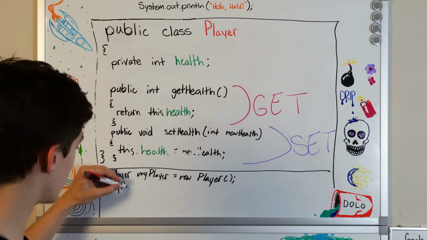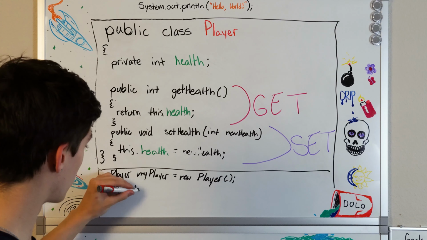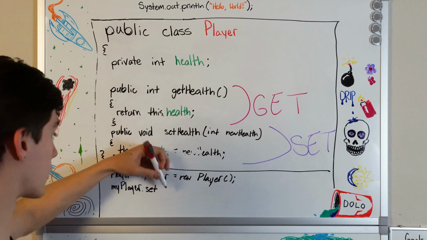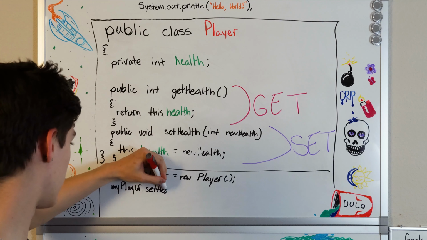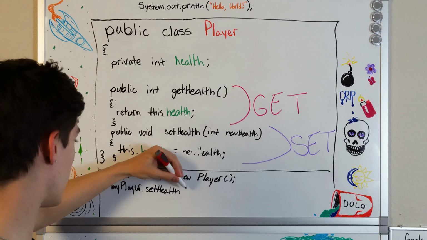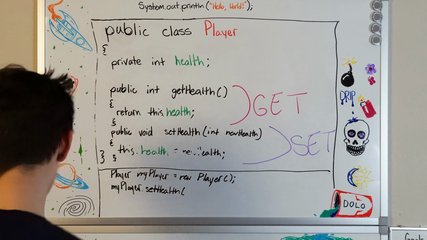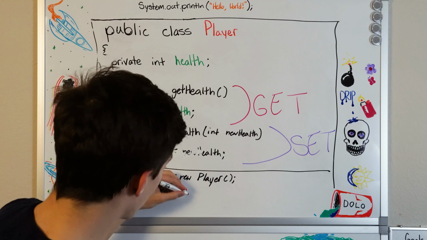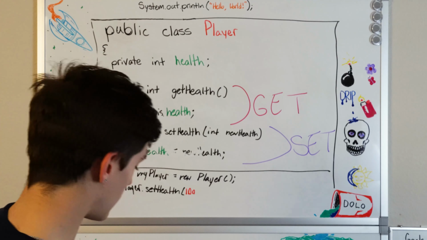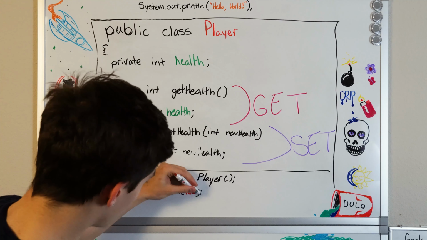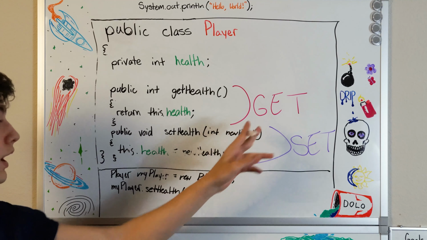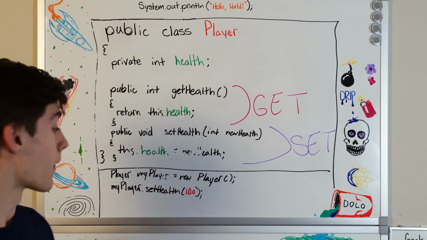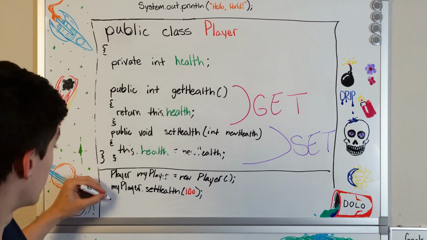Okay. If we want to use the setter, what we're going to do is write my player, or the name of the instance that you're working with, dot set health, because now we're doing a method call. And let's say we're setting it to 100. Here's the value we're passing. Now in the setter, that's going to get read as new health, and this dot health gets set equal to it.